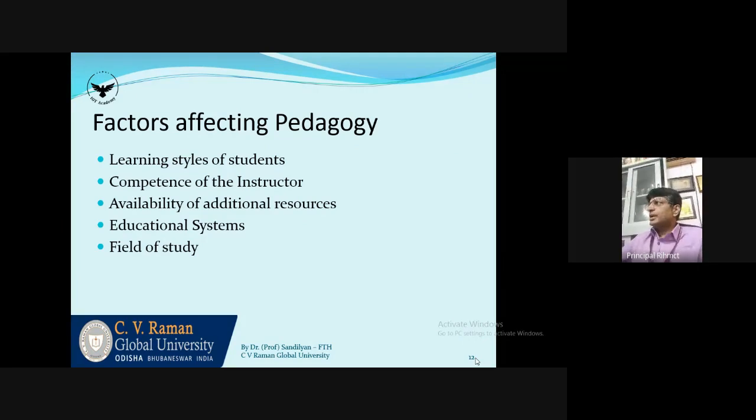Yeah. So what are the factors which affect the teaching pedagogy? Number one, learning style of the student. So how many of you here know your learning style? As you're all academicians, I just have this question to all. How many of you actually know what is your style of learning? If you are aware of it, please mention in the chat box that yes, this is my learning style. Anyone?